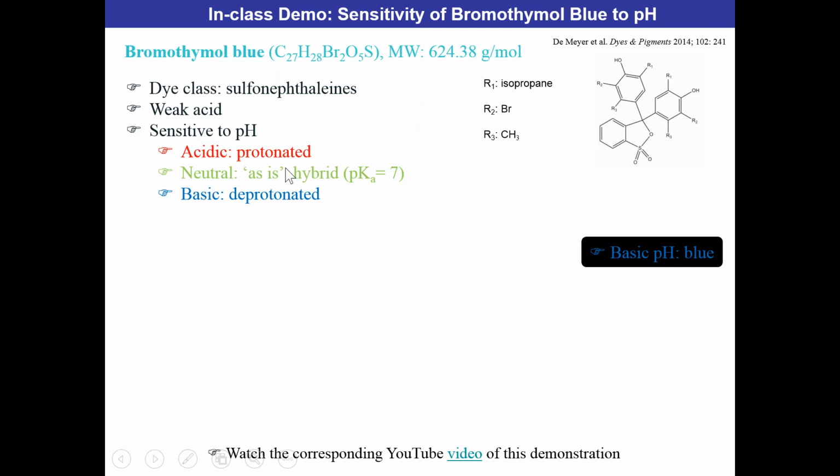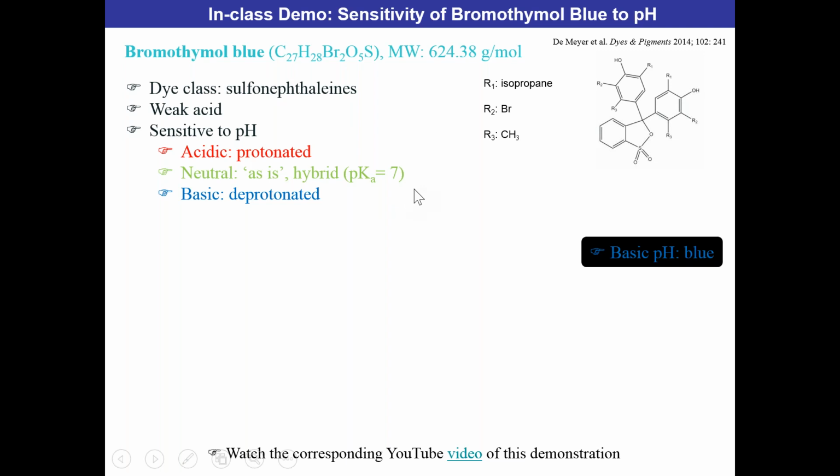And I wanted to use one here to give you guys an example of how this is pretty robust in terms of being sensitive to pH. It is a weak acid, and it is sensitive to pH. In acidic environments, it becomes protonated. If it's neutral, it's essentially as-is. The pKa is around 7, which is right around that neutral aspect of pH, right? Isn't pH of 7 neutral? Well, the pKa value of bromothymol blue is also 7.